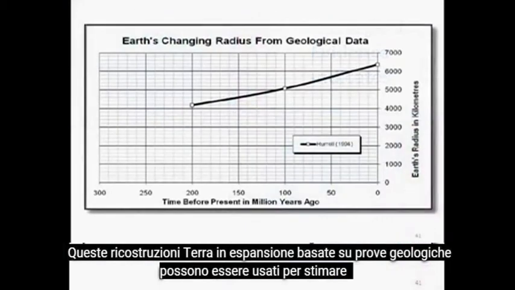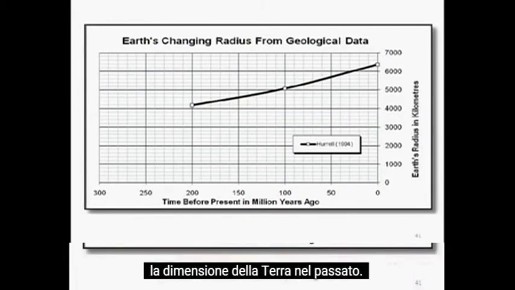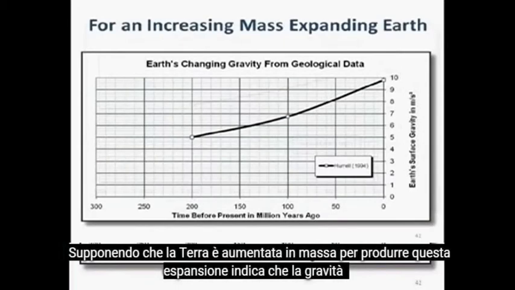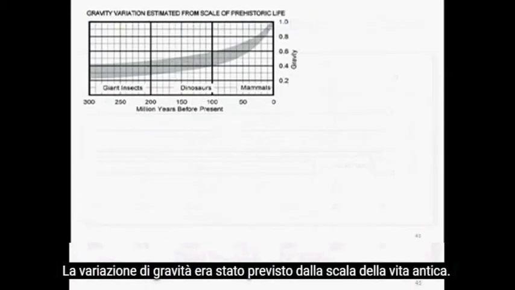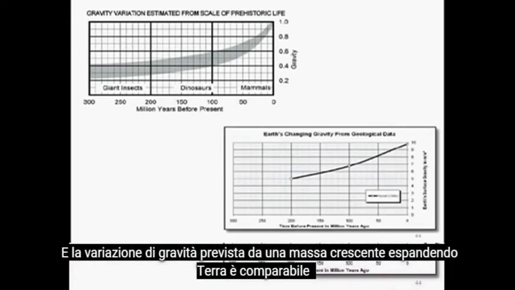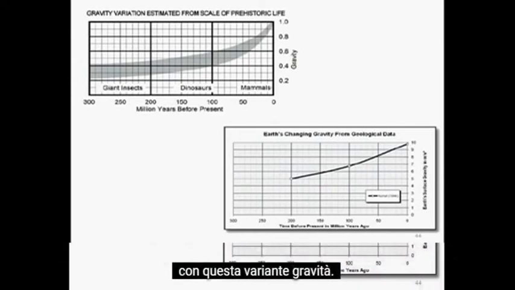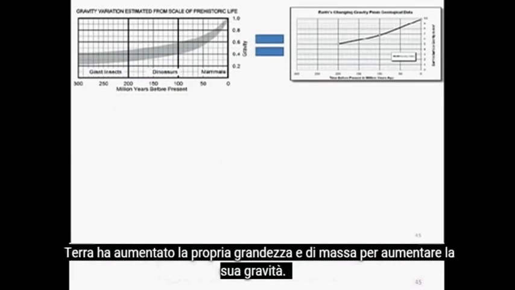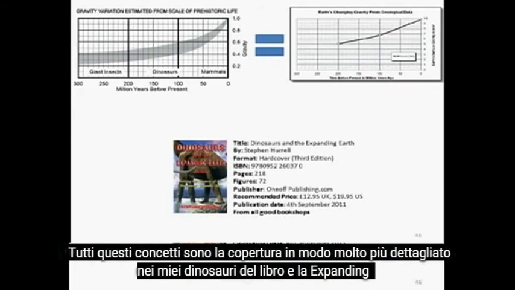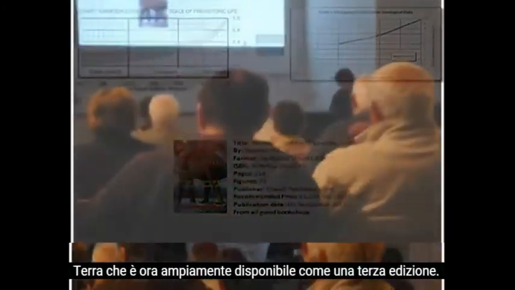These expanding Earth reconstructions based on geological evidence can be used to estimate the size of the Earth in the past. Assuming that the Earth has increased in mass to produce the expansion indicates the gravity has increased over time. This is an increasing mass expanding Earth. The variation in gravity was predicted from the scale of ancient life, and the variation in gravity predicted from an increasing mass expanding Earth is comparable with this gravity variation. There are, therefore, two completely independent lines of reasoning which indicate that the Earth has expanded in size and mass to increase its gravity. All these concepts are covered in much more detail in my book Dinosaurs and the Expanding Earth, which is now widely available as a third edition.